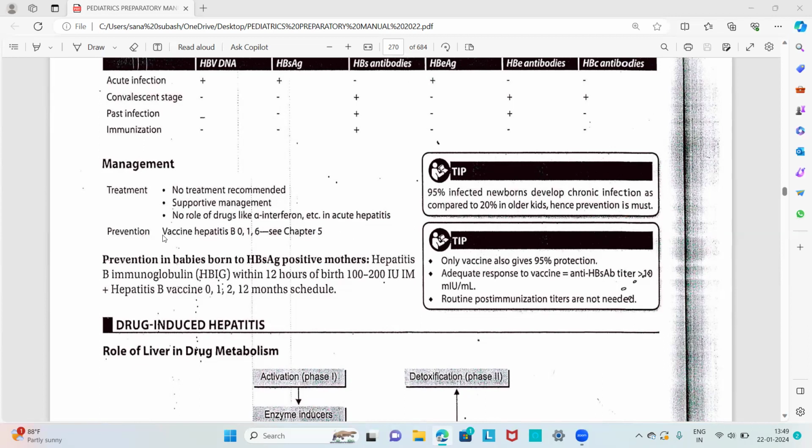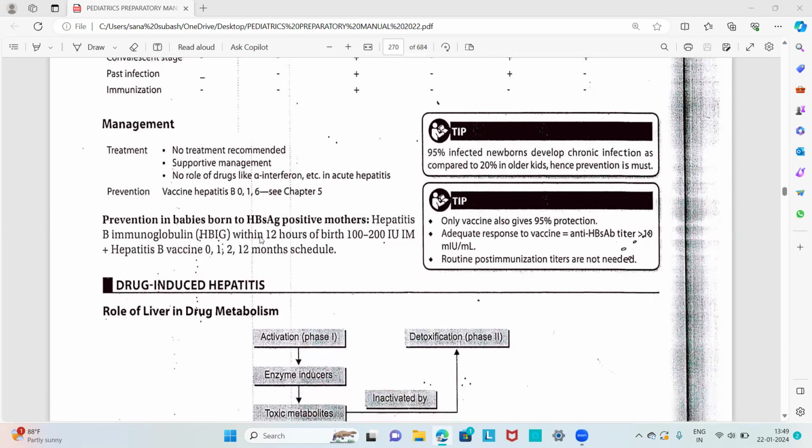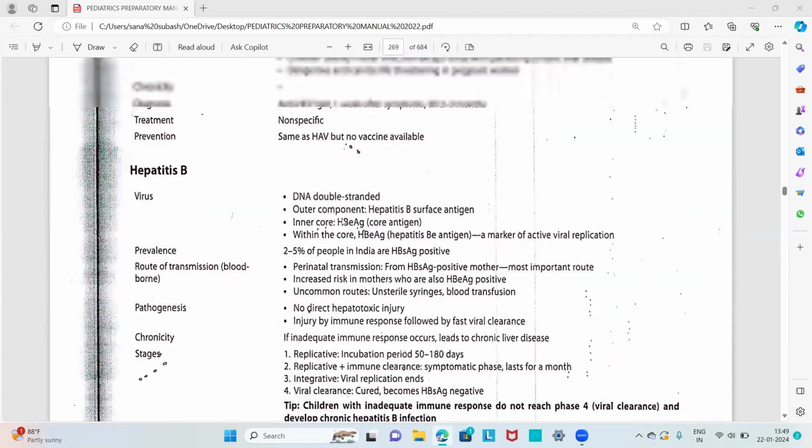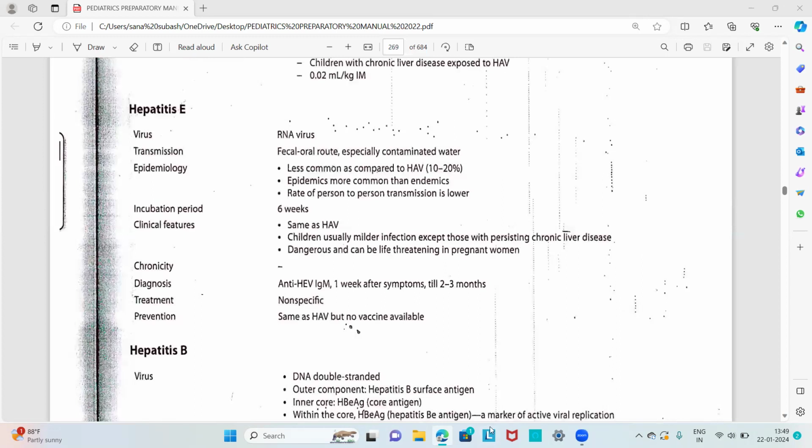And prevention is by administering the hepatitis B vaccine at 0, 1 and 6 months. For babies born to HBsAg positive mothers, hepatitis B immunoglobulin, 100 to 200 international units, is given intramuscularly within 12 hours of birth. So we can prevent hepatitis B infection in the baby. And the hepatitis B vaccine schedule is 0, 1, 2 and 12 months. So these are all about the hepatitis B infection. Thank you.